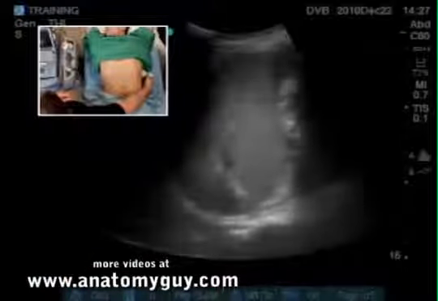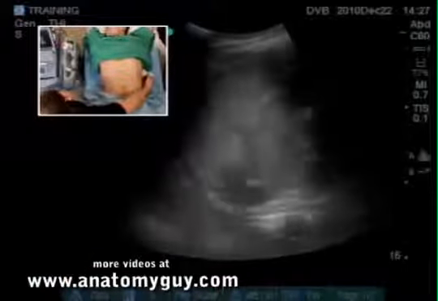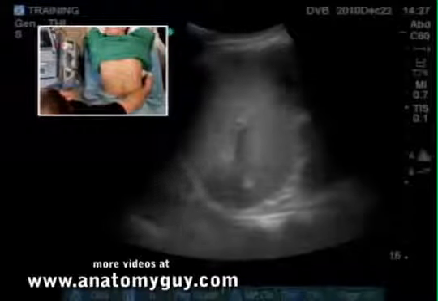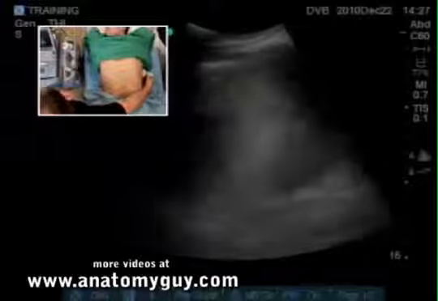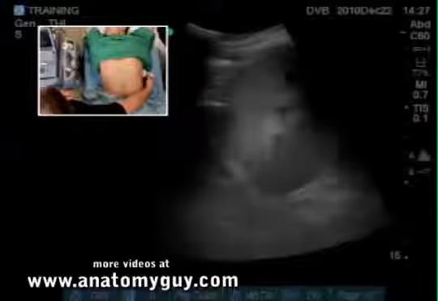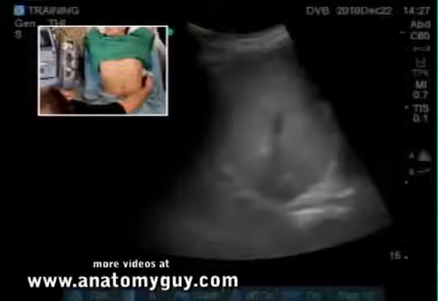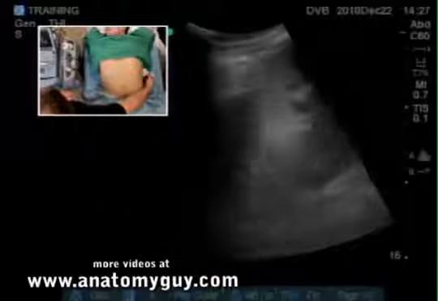Now we see here an image of the spleen and the kidney. There is no hypoechoic fluid between the spleen and the kidney. This is a negative FAST exam. To better visualize the kidney and spleen, the patient can take a deep breath in and exhale to move the anatomy beyond the rib shadows.